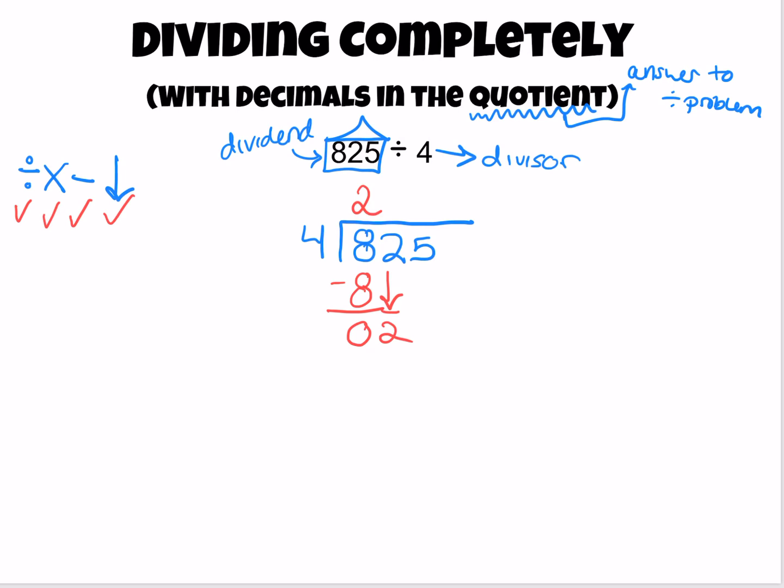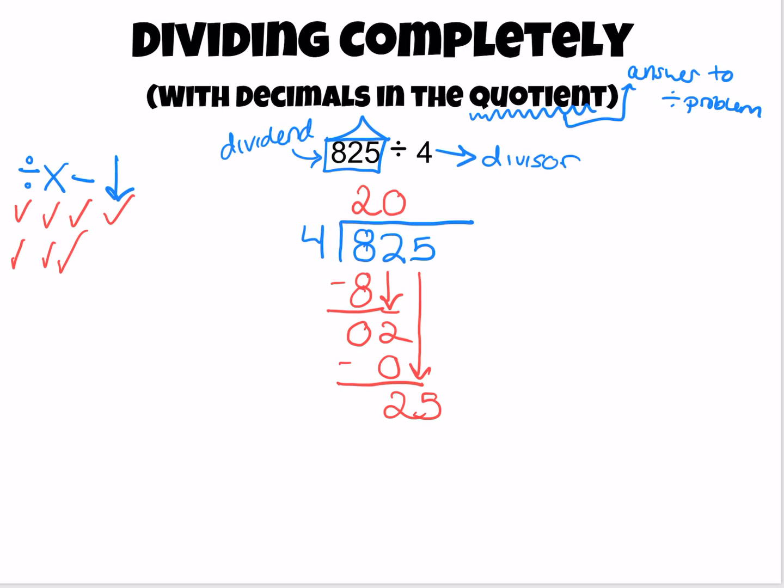And let's bring down. I'm bringing down this 2 and bring it on back, meaning I'm going to start the whole thing over again. All right, how many times does 4 go into 2? 4 goes into 2 0 times. I'm going to put the 0 up there. That's my division. I'm going to multiply. 4 times 0. Any number times 0 is 0. I subtract. 2 minus 0 is 2.